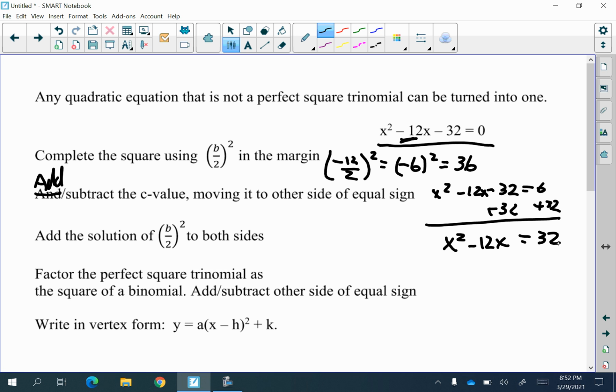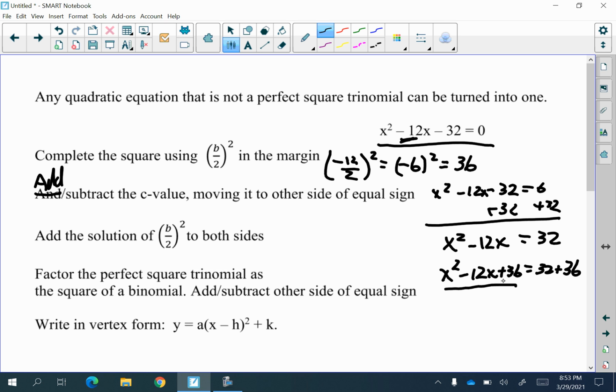Now we're going to add the solution of our b squared to both sides, which was a plus 36, right? Okay. So now, since I've done that, on the left side, which I'll draw a line under, we can factor our perfect square binomial, right? I have x, I know that 36 is, if you take the square root of it, the square root of 36 is 6. And if I multiply it by 2, I get 12. But the sign is negative. So the square root of 36 should be also negative 6.